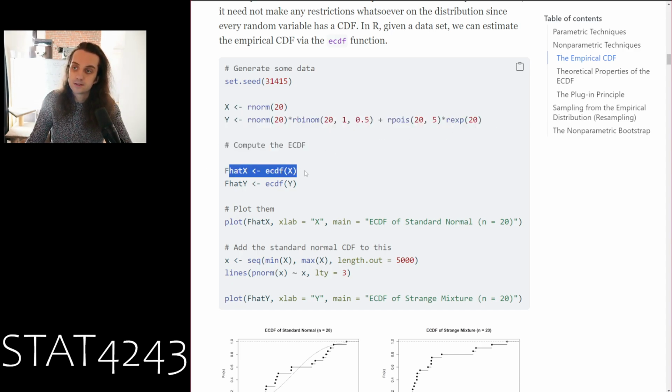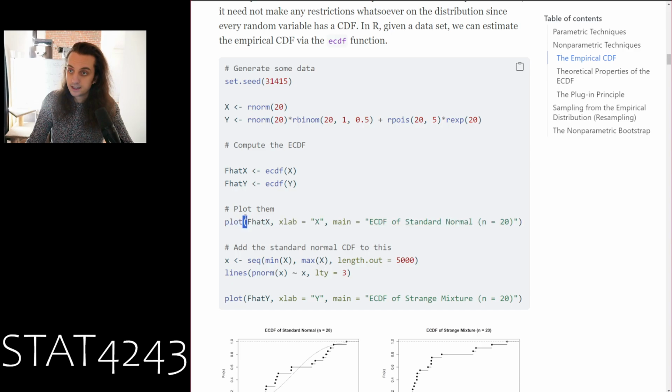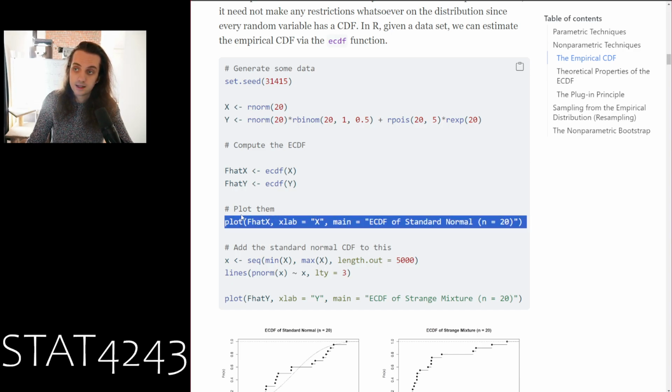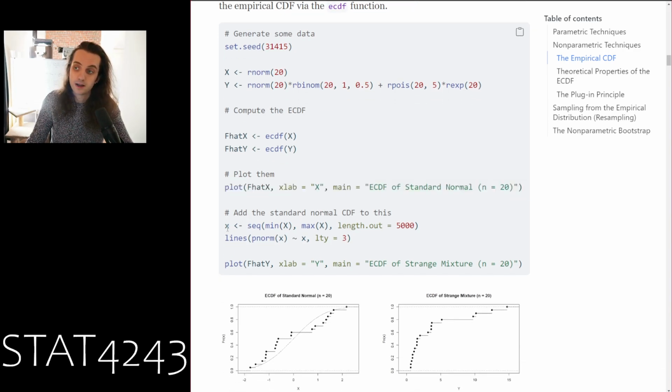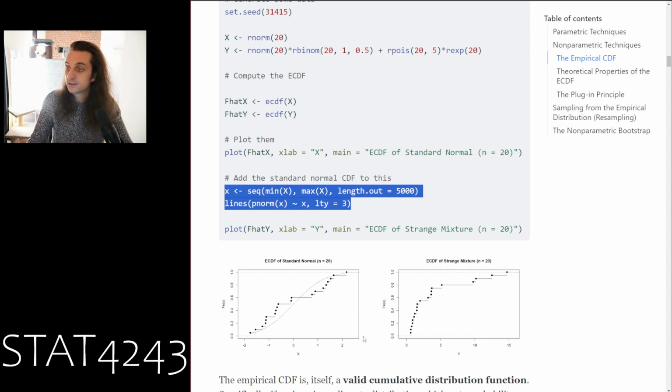And so then we'll compute the ECDF. All you have to do is call the ECDF function and pass in the data that you want here. Then we can easily plot these. We'll plot the normal, and onto the normal plot I'm also adding the actual normal CDF, so that we can get a sense of what it looks like. And then we can plot out this strange mixture CDF here.